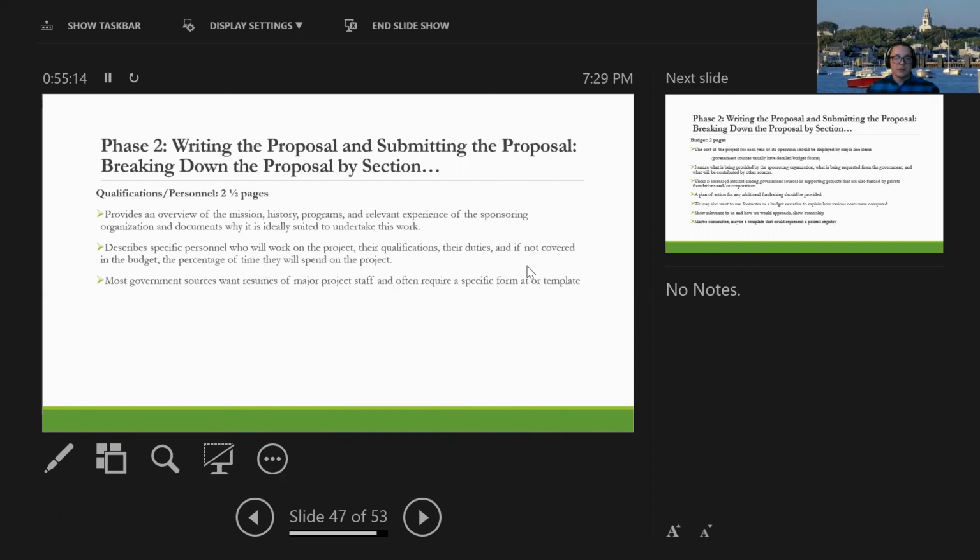Qualifications, duties. Just make sure that those you have listed as carrying out the project are qualified to do that. That's what those funders are going to be looking for.